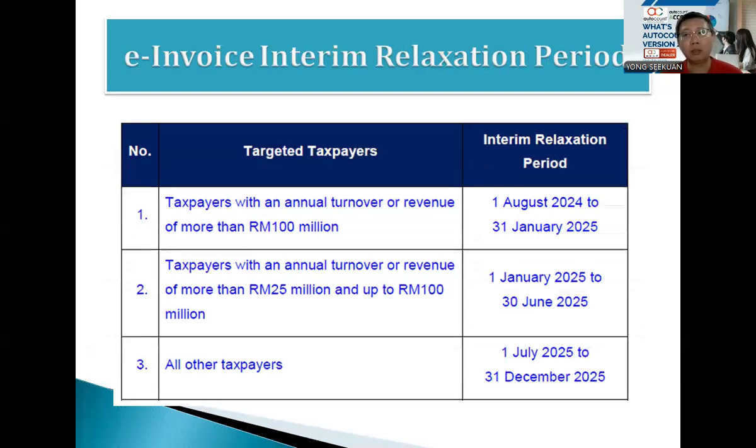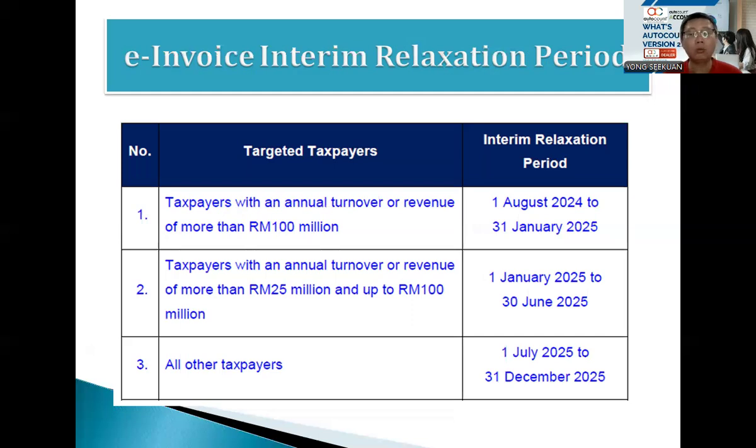So the government has also given us one relaxation period. We call it the grace period, a 6 month grace period. For each phase we have the 6 month grace period. Phase one is from 1st August 2024 until the end of January 2025.